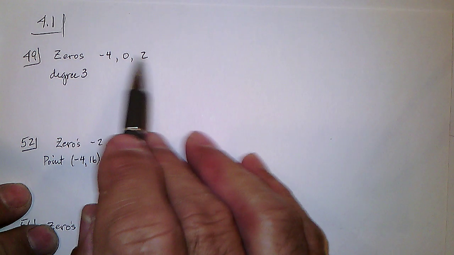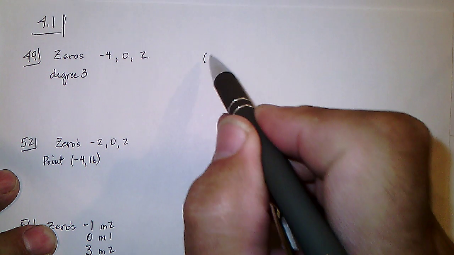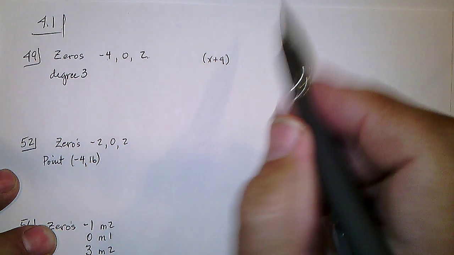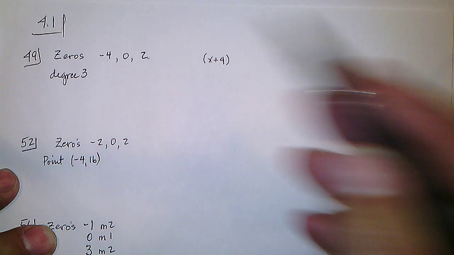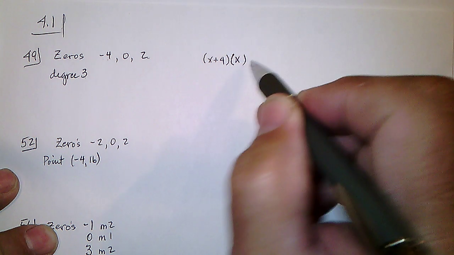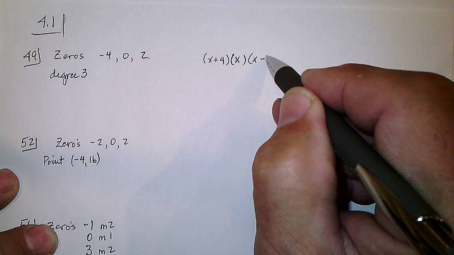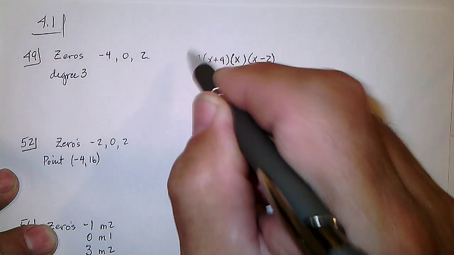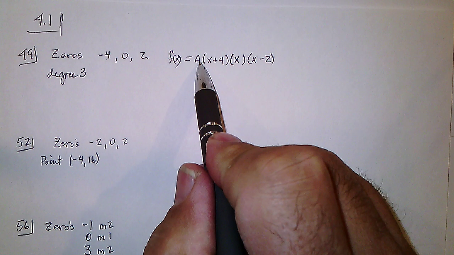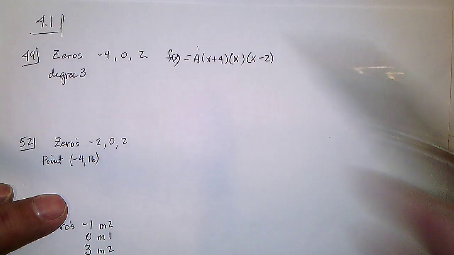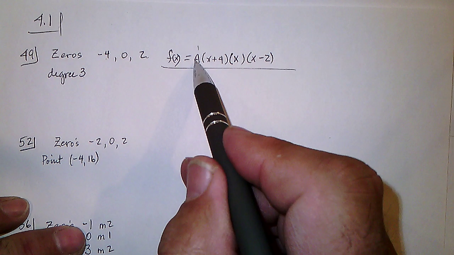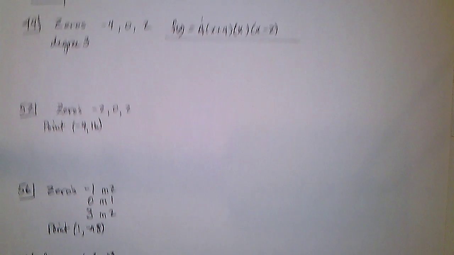Okay, if these are the zeros, then the factors have to be x plus 4 once. If it's a degree 3 and there are 3 roots, they each have to have a multiplicity of one. So x minus 0, or just x, and x minus 2. And it could be times something. We can put in a 1 or whatever, and it would work. But any number in there could be applied. So this is kind of in general: a number times these 3 factors.